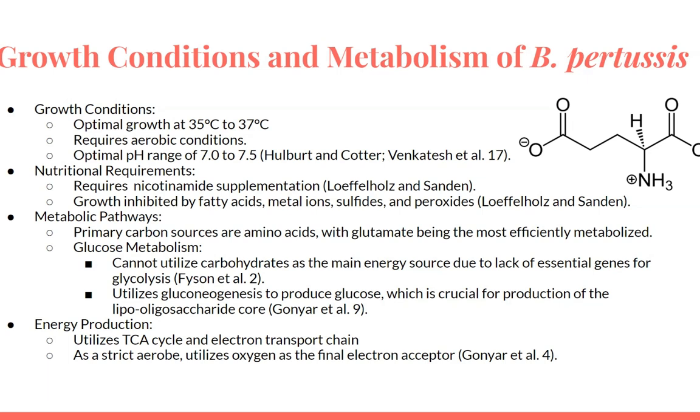Unlike many bacteria, Bordetella pertussis cannot use carbohydrates as its primary energy source due to missing genes for functional glycolysis. Instead, it relies on gluconeogenesis to produce glucose, which is vital for creating the lipooligosaccharides in its outer membrane. The primary carbon sources for Bordetella pertussis are amino acids, with glutamate being the most efficiently metabolized.